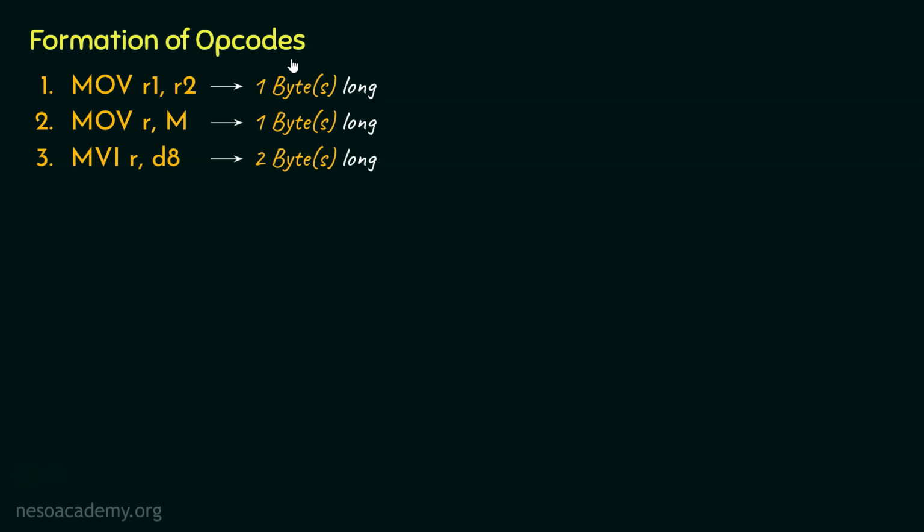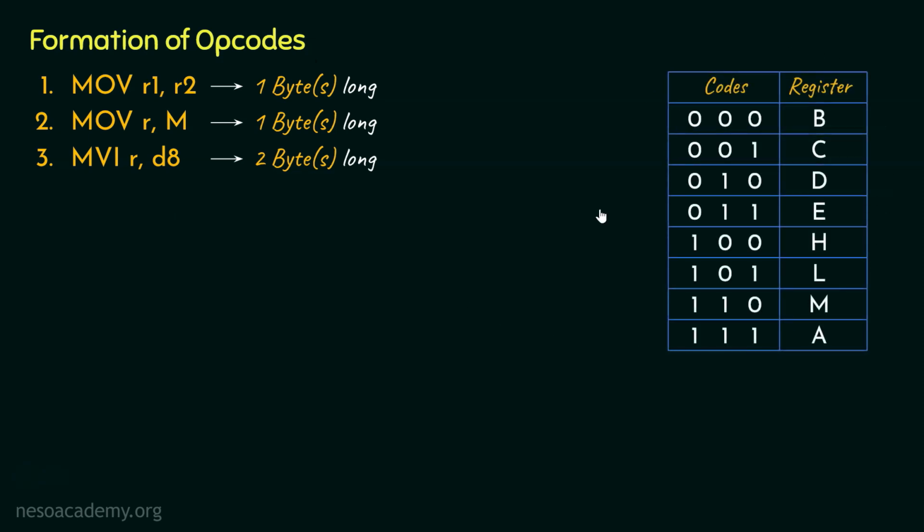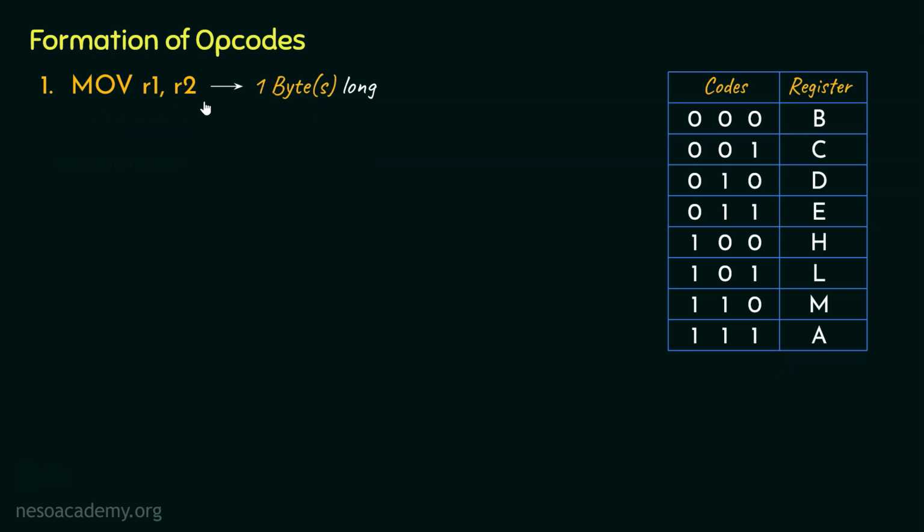Now, in the formation of the opcodes, the register codes are going to play a very significant part. So we will need that as well. So let's begin with the first type, that is MOV R1, R2. Remember, these are 1 byte long instructions. Now, if you notice, this is just a type of instruction. It's not a specific instruction. So, we cannot form the opcodes for a type. We will have to form the opcodes for specific instructions like MOV A, B. So, let's now learn how the opcode for this instruction, which falls under this type, will be formed.